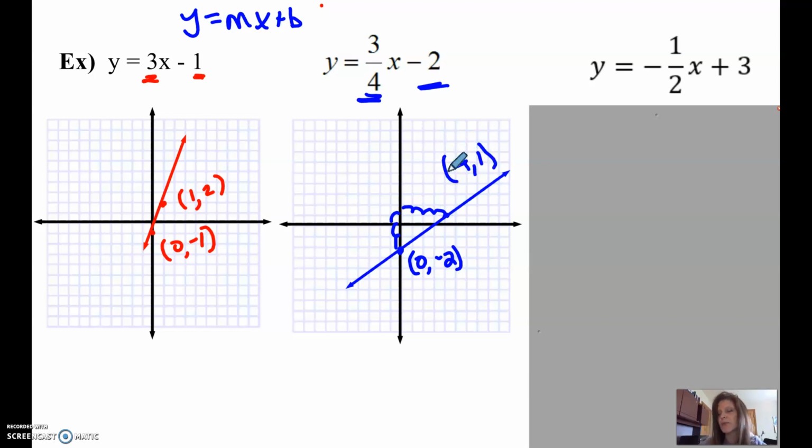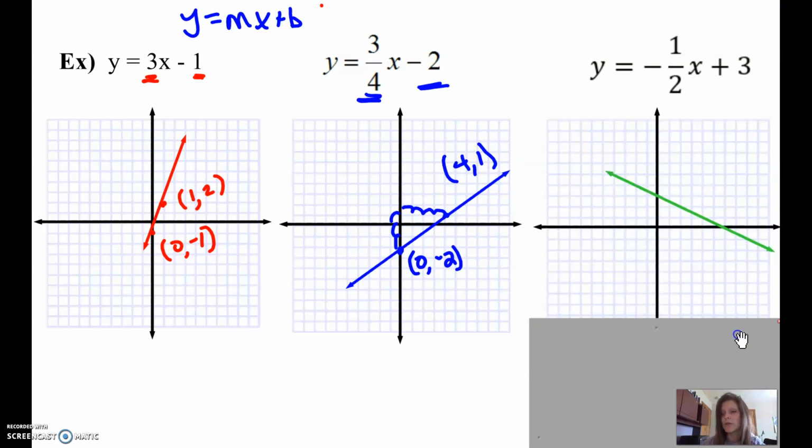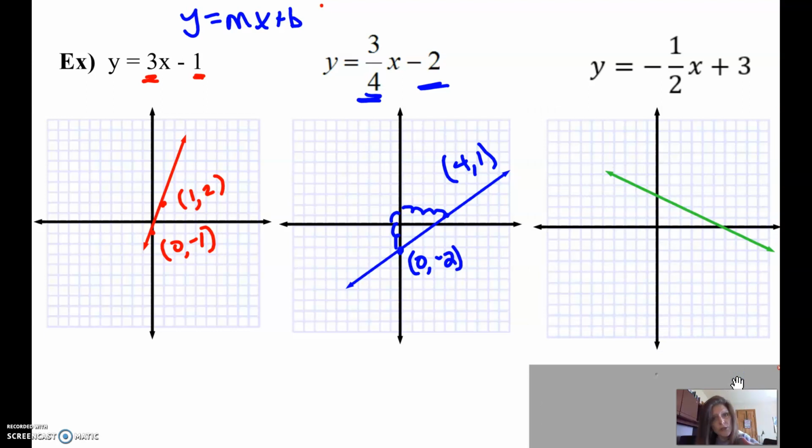All right, last one. Now there's a difference in this last one because what do you notice? You notice that your slope is negative. So instead of the line going up, it should have gone down. But it's the same exact process. You start with the y-intercept, so (0, 3) right there on the y-axis, and then we use this negative slope going down 1 over 2, down 1 over 2, as many times as you want to get to your next point.